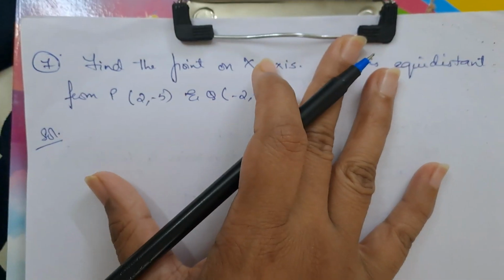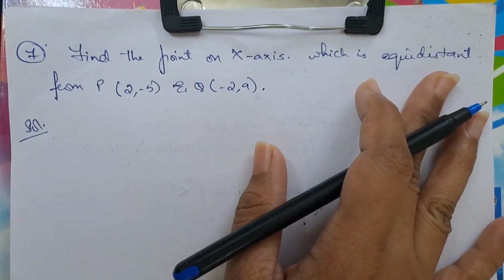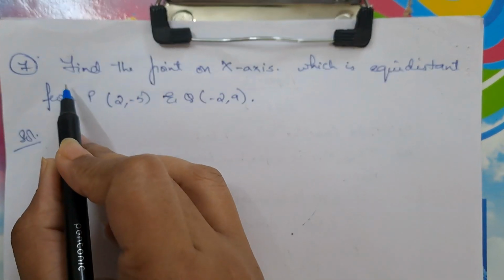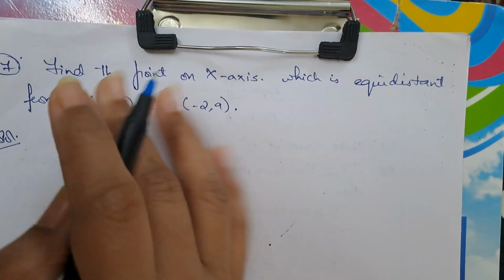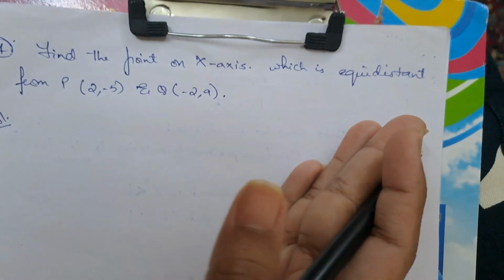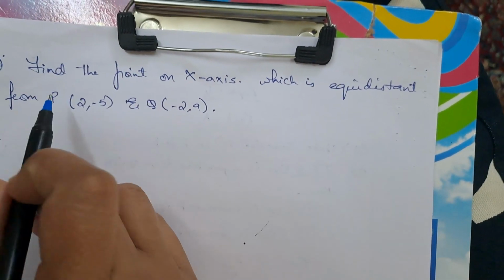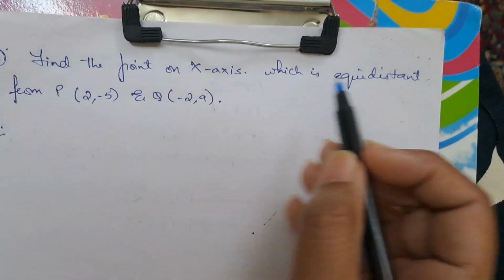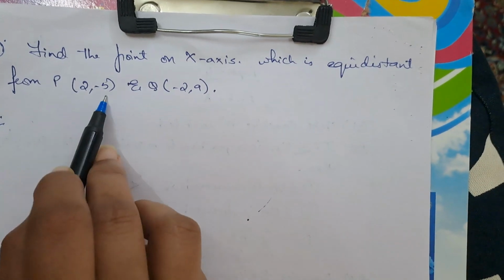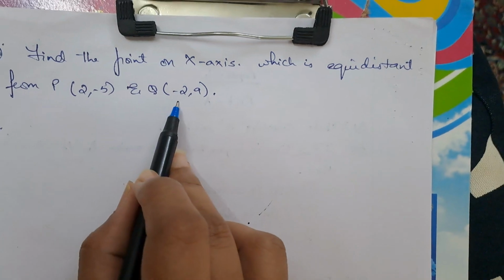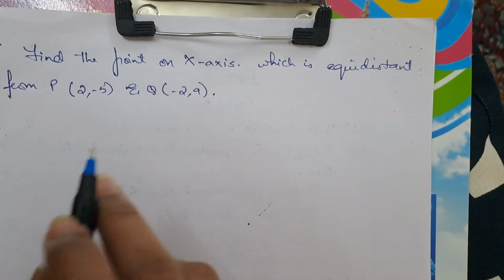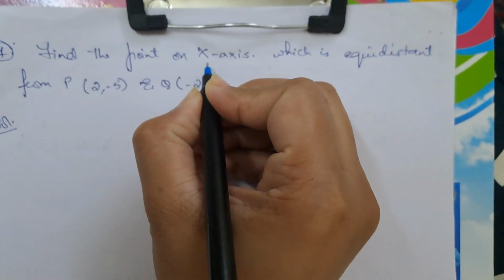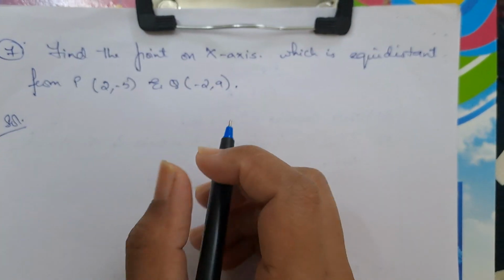Now going ahead with the continuation of the first exercise from the chapter coordinate geometry, the seventh question. The first to sixth questions have been completed in the previous video, so following up with the seventh question: find the point on x-axis which is equidistant from P(2, -5) and Q(-2, 9). Let's consider there are two main important points that we need to consider in here.